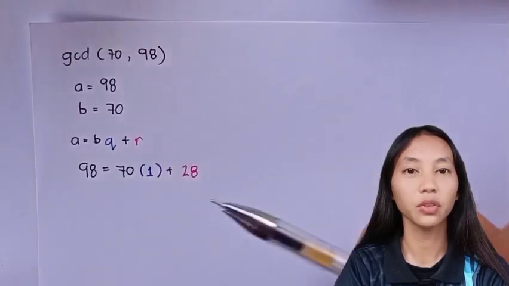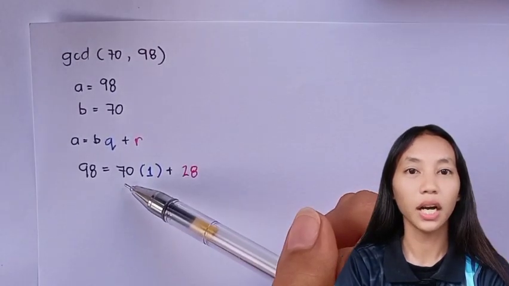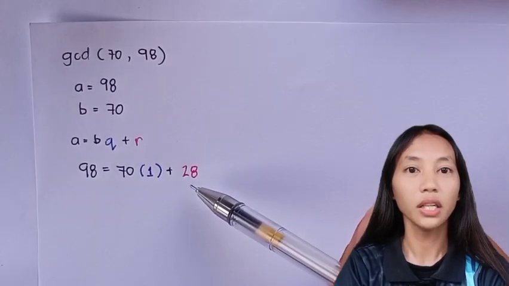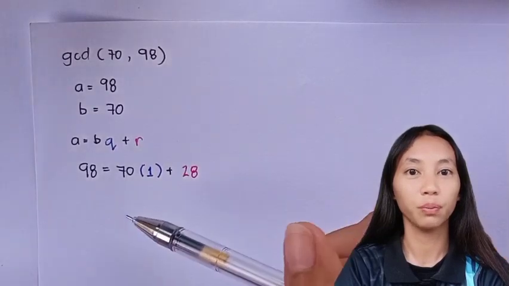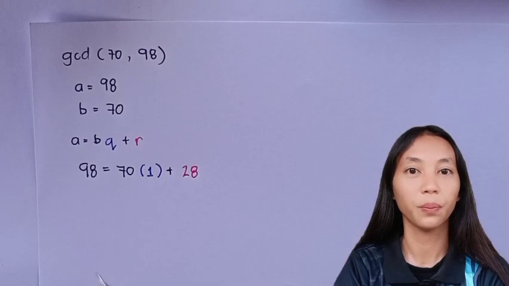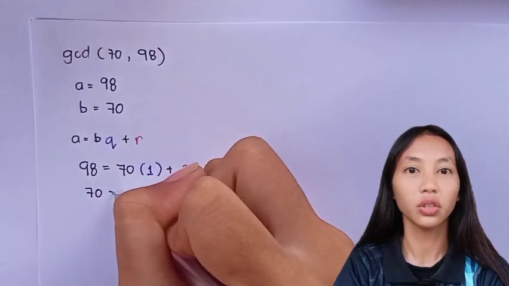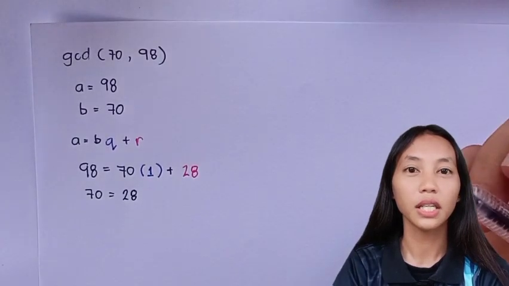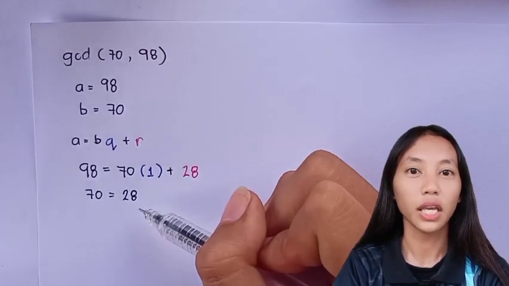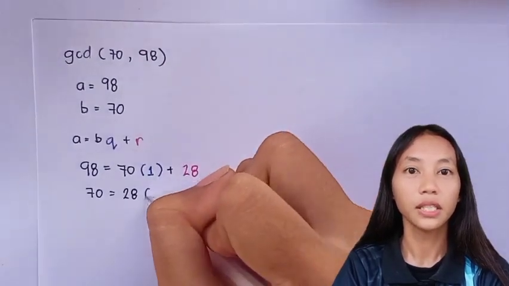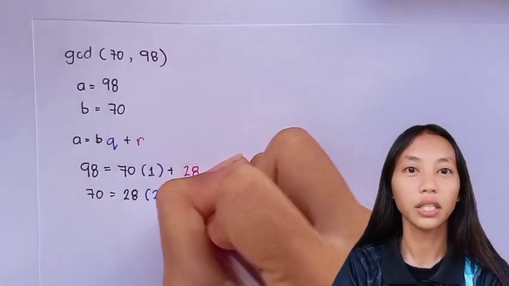Ang atong sunod nga buhaton karon kay si B diri, which is 70, mao na siya ang atong A, while si 28 diri, or atong remainder, mao na siya ang atong bagong B. So, gamit ang formula A is equal to BQ plus R, substitute lang nato. So, 70 is equal to 28. Then, saan nato pagkuha si quotient karon? Same process ganiha. 70 divided by 28 is equal to 2.5. So, minus nato si whole number. Then, kanang decimal dira ato na siya i-times kay B, which is 28. So, therefore, ang iyang remainder kay 14.